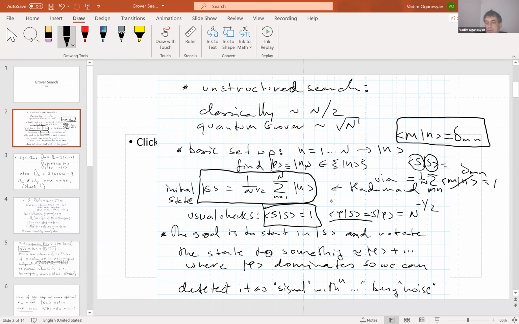You can now do the same calculation for phi dot s, and you'll find that this is 1 over root n. There's only one term where the delta is 1, and so this is going to be 1 over root n.